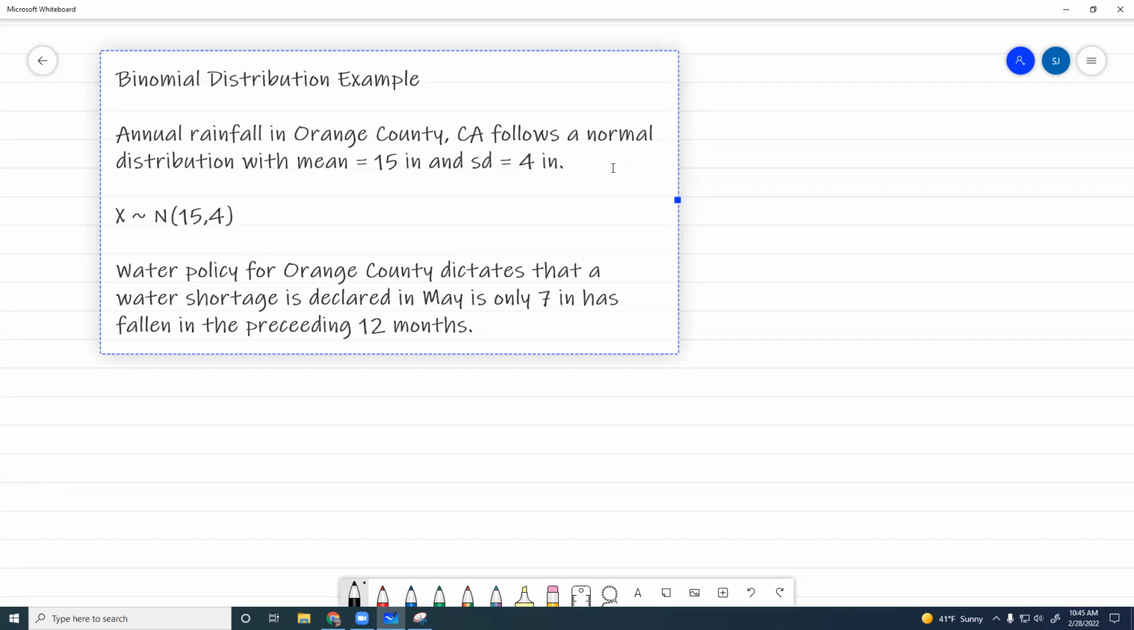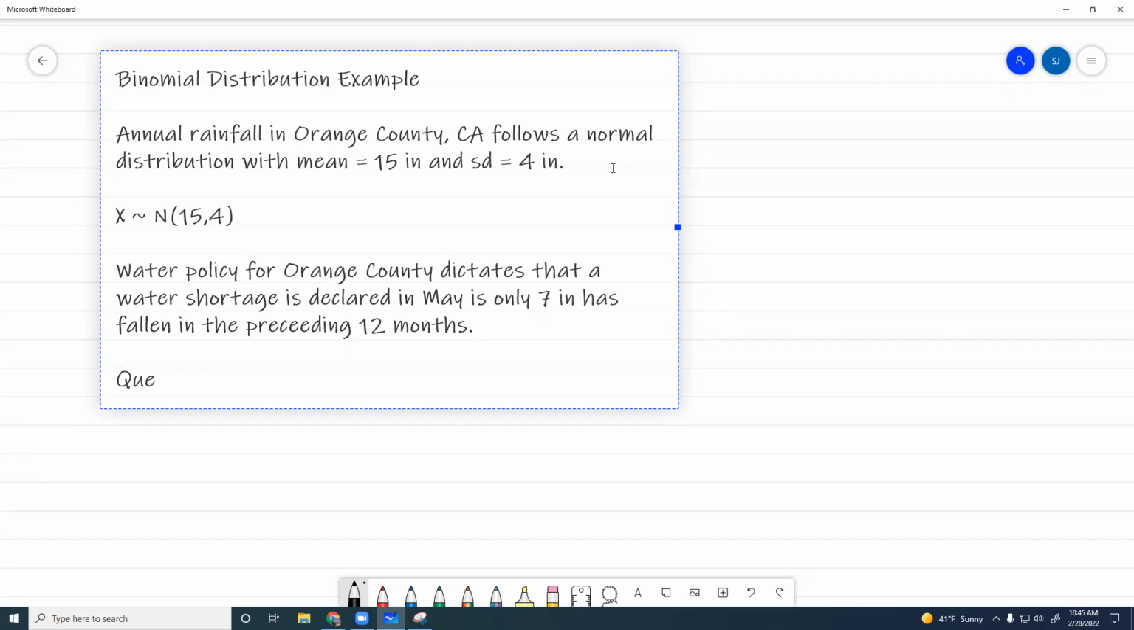So this would be a common thing, right? And in Orange County, it's a Mediterranean climate, so most of the precipitation falls over the winter, I think, and then it dries up in the spring, something like that. Okay, so here's the policy. We kind of look back retrospectively. Do we have 7 inches or not?